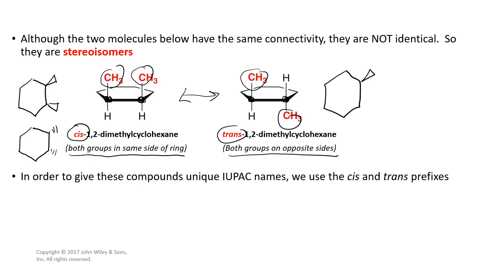Actually, let me draw it the way that it's written here. The first one would be a dash, and the second one would be a wedge. Because we need to be able to differentiate these somehow, we have to use the terms cis and trans when we name these. So you can see the cis and trans are used to describe the molecules in their IUPAC names.